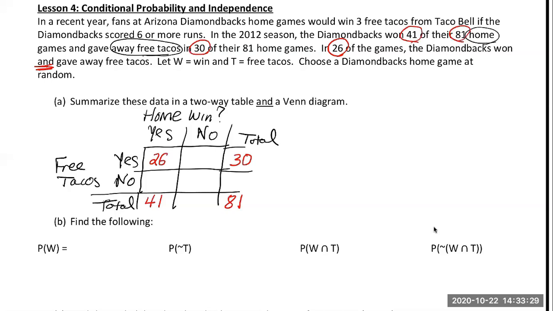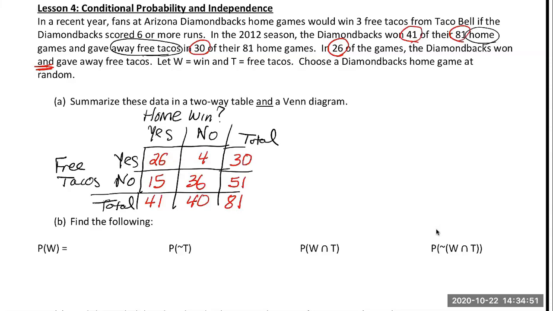We can do a little adding and subtracting. 26 plus 4 is 30. 26 plus 15 is 41 down the column there. 30 plus 51 is 81. And then you have a 40 here, and you have a 36 here. So there's our two-way table.